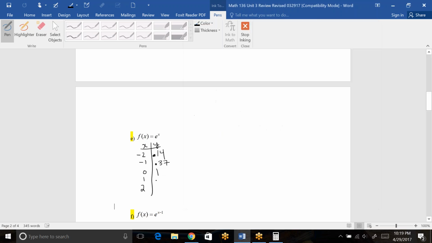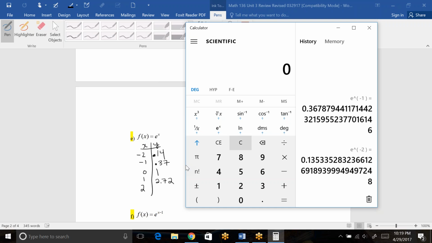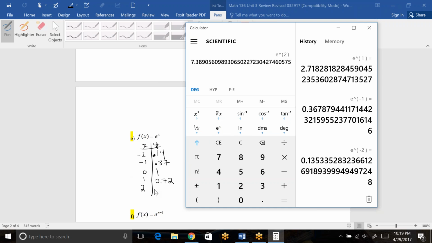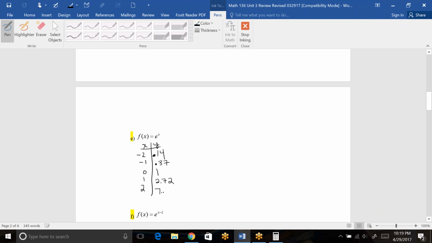Yep, 2.72. And e squared, which is 7.39. So you just needed to figure out what those approximations are using that button on your calculator. Then you plot this just like normal. Notice there's no vertical shift on this one, so since it's an exponential, I should expect not to cross 0, which notice these get close to 0, but don't cross it.